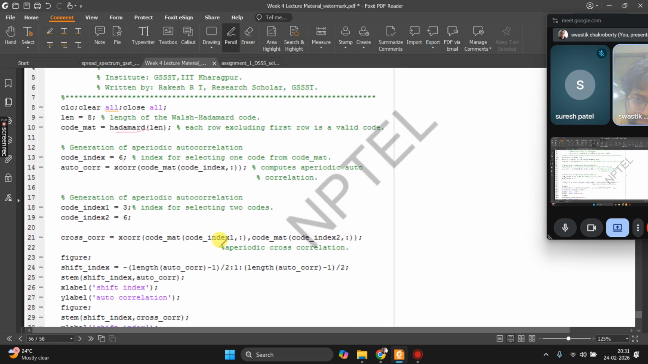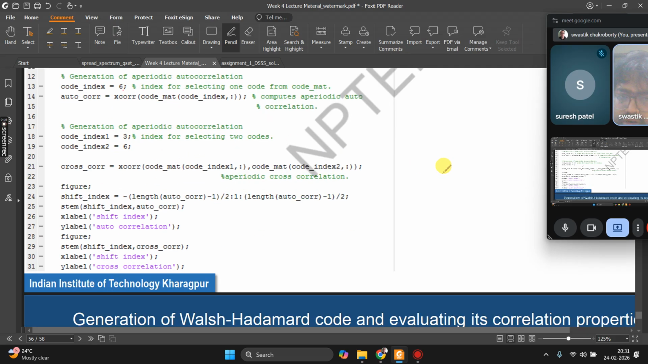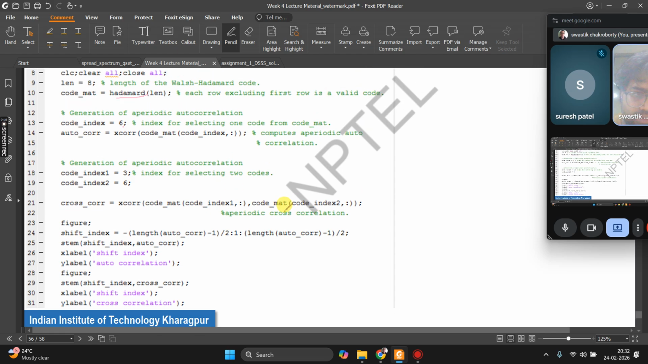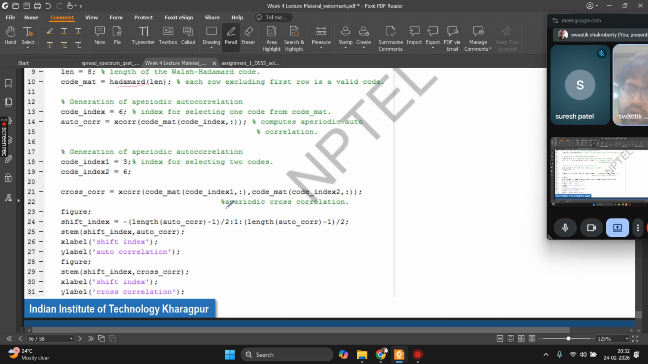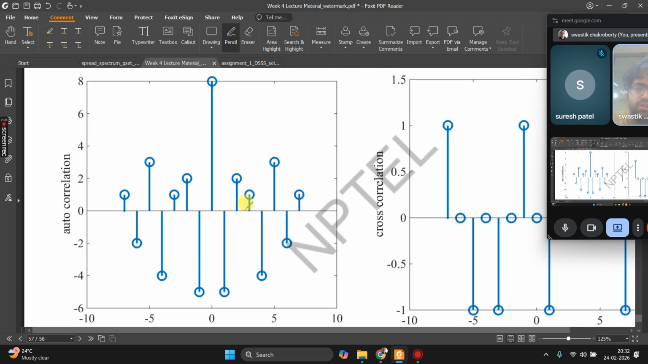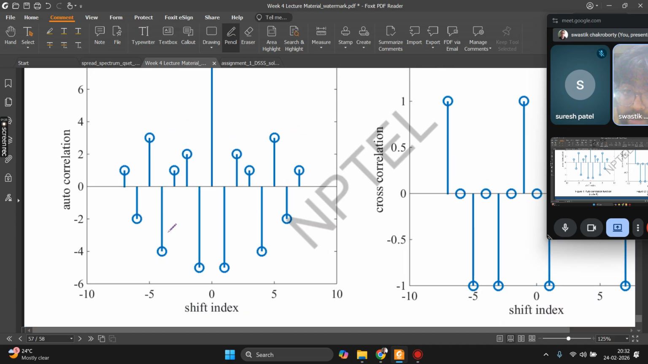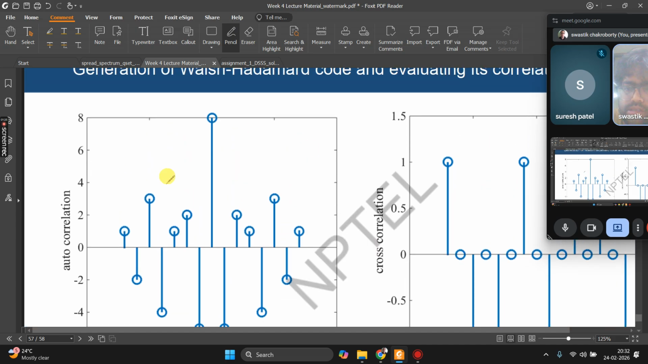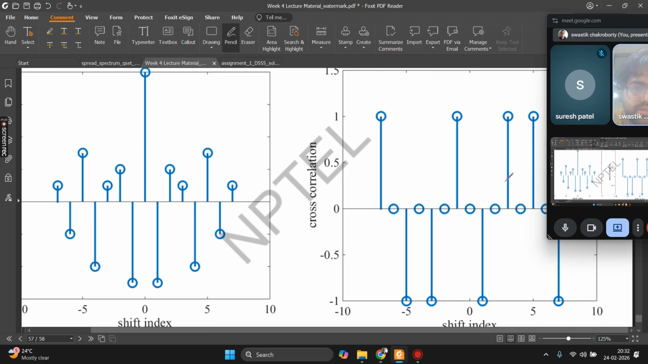So you generate the autocorrelation like that, and in this you generate the cross correlation. You pass two rows, which are two different sequences. So you pass the third row and the sixth row of the Hadamard matrix, and you get the cross correlation like that. You plot for all the delay values, and you will see this is the autocorrelation and this is the cross correlation.